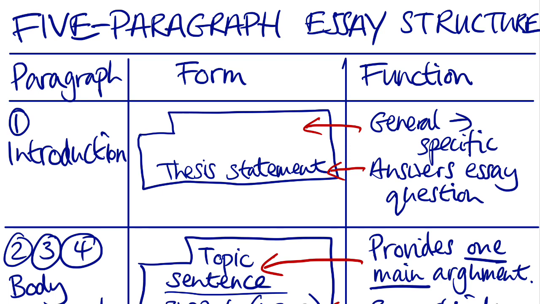Notice that in the form section I've drawn the shape of a paragraph, and the very first line is indented. That means when you type, you have to press the tab key. When you write by hand, you just move your hand over to the right by a few centimeters. And at our university, we always want you to indent the start of every paragraph, no matter whether you're typing or writing by hand.